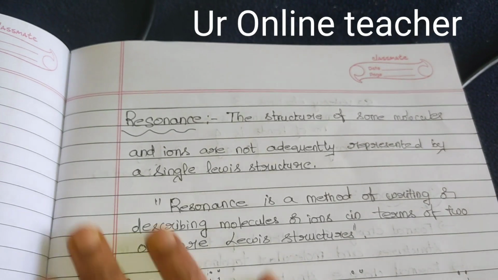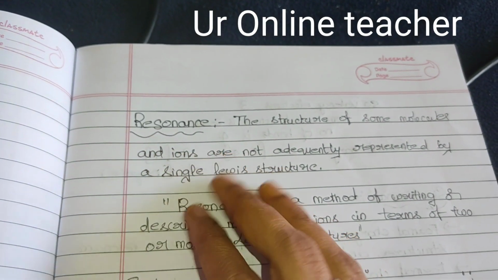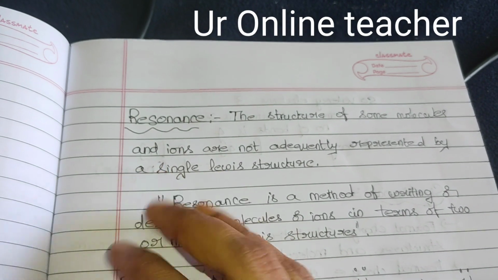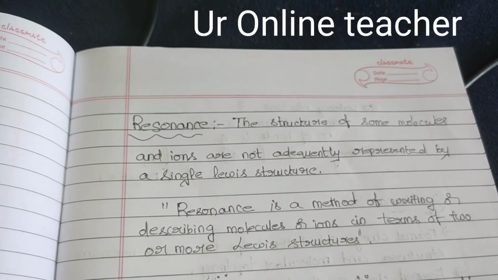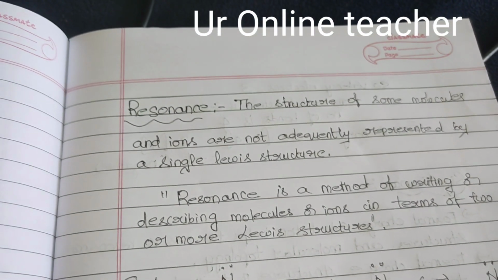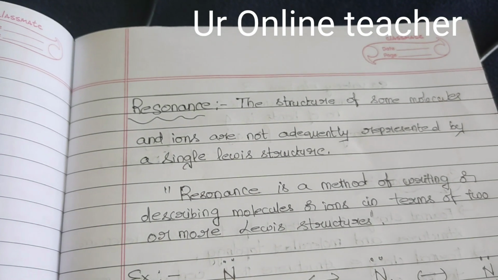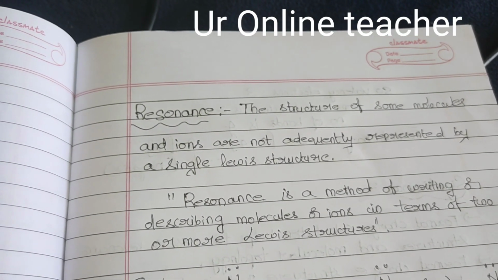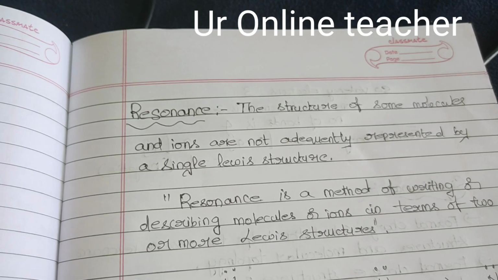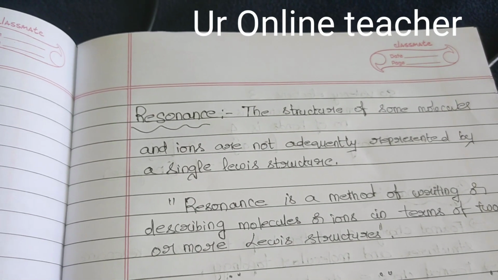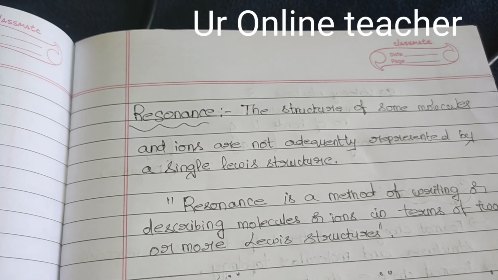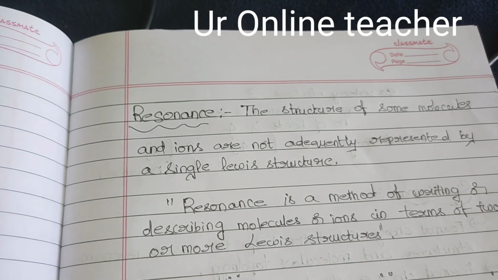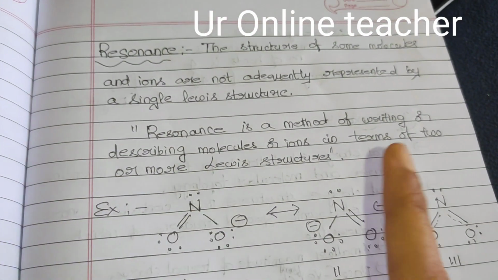Hi students, today I am going to explain what is resonance. So in chemistry, what is resonance? Resonance means some molecules we cannot express in only one single Lewis structure. So it is not adequately representable in only one single structure. So these molecules or ions can be represented by so many structures.